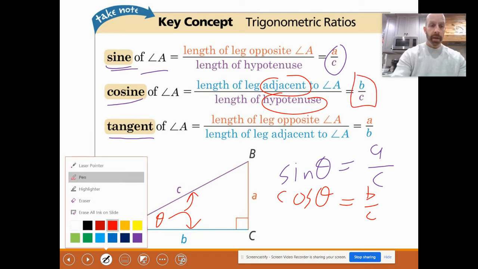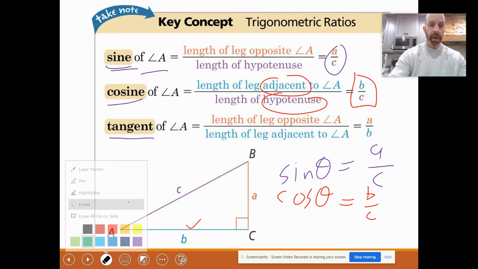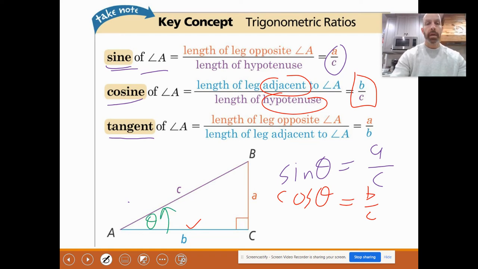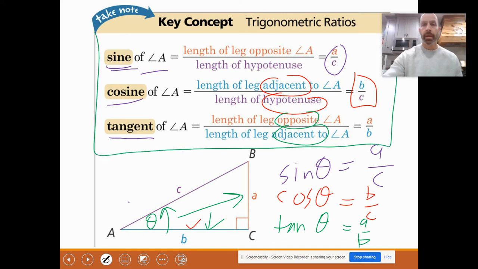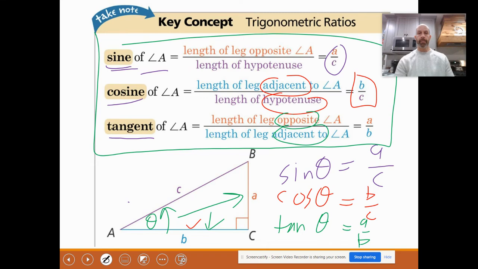And then finally, last but not least, let's do the last one in green. Again, we're talking about theta here. Tangent is the opposite leg over the adjacent leg. So that's A over B. So the tangent of angle theta is A over B. So those are our key trigonometric ratios. You want to keep this little chart kind of handy.